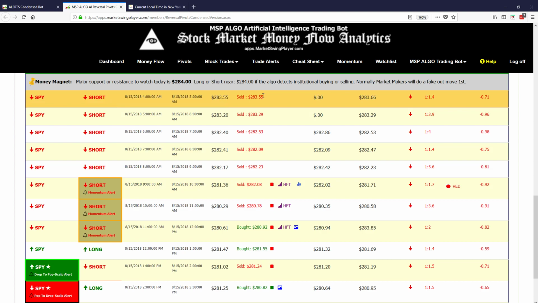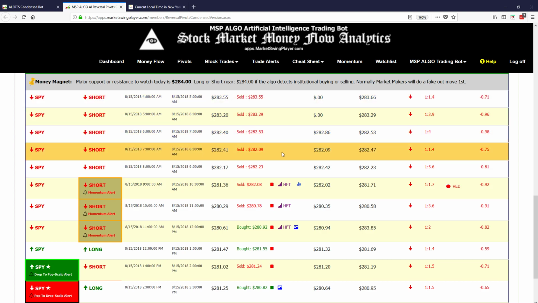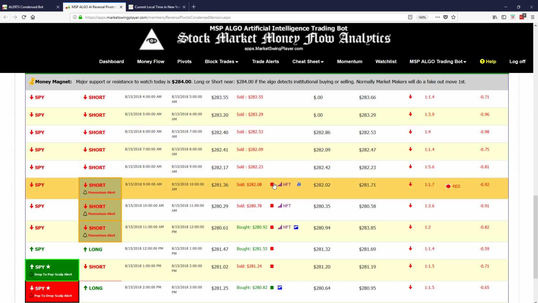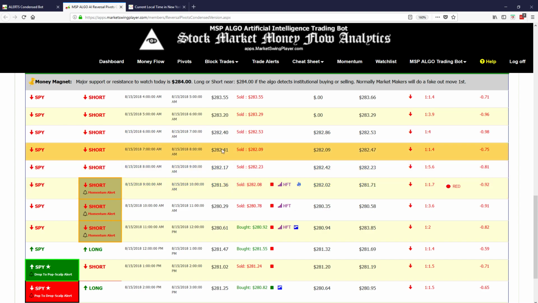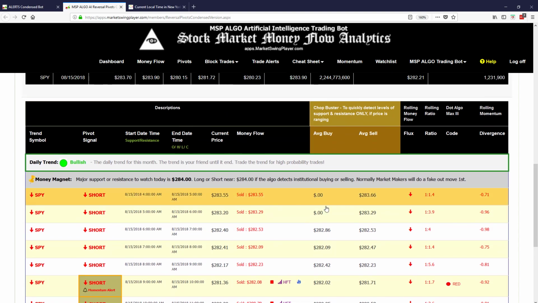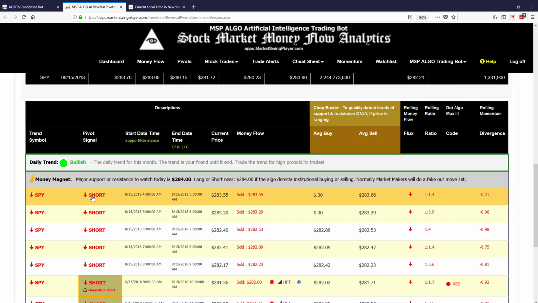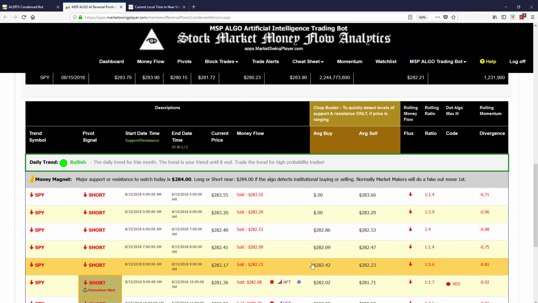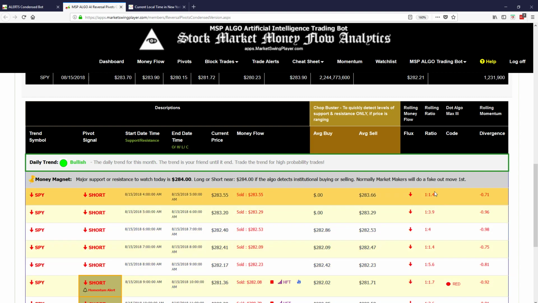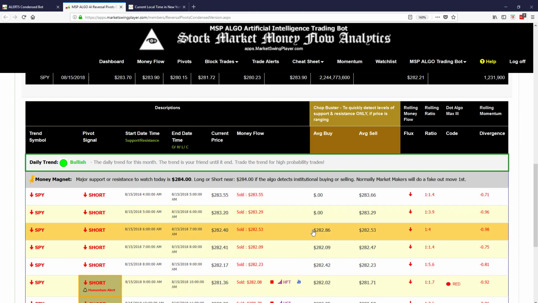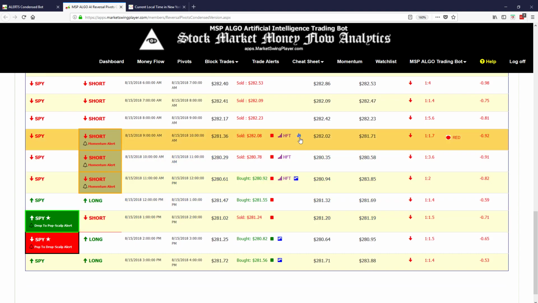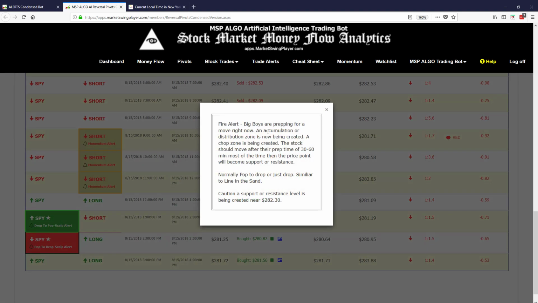So here we can see all the selling here, and so we kind of got an idea of what's happening. The trend is bearish, and the pivot signal says it met a pivot and is short, and price is pulling back, and the money flow is dropping, right? So then we got a fire alert. It says the big boys are prepping for a move right now. They're creating an accumulation or distribution zone.